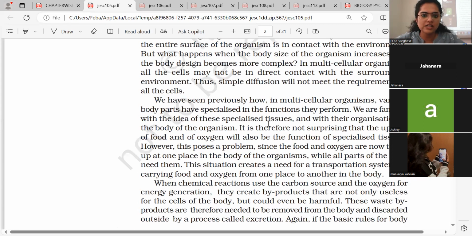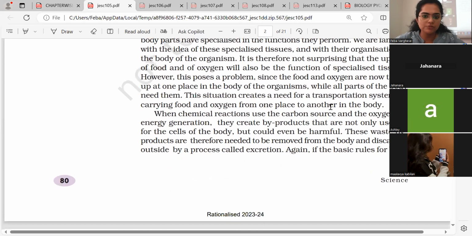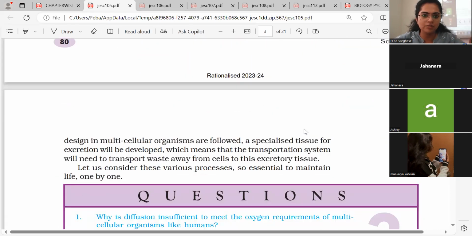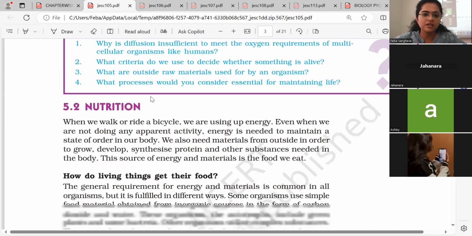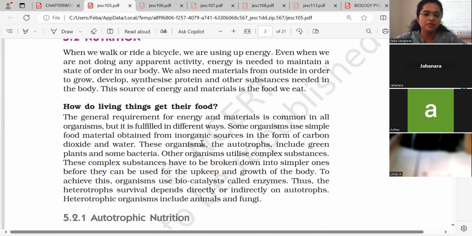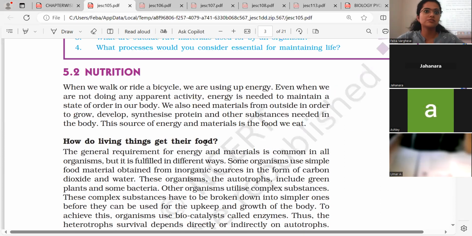Yes. And then about the specialized tissues and the transportation system, the next one is the circulatory system. Circulation is another major life process that is happening in our body. All right. And then we are moving on to the details of nutrition, the two modes of nutrition, which are the two categories of nutrition.